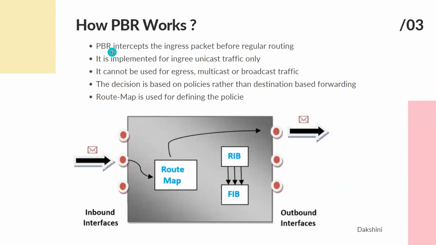Policy-based routing intercepts the ingress packet before regular routing. So whenever a router receives any packet through the ingress, through the inbound interface, it basically goes to the control plane and checks the RIB. Okay, so here, by creating the policy, we are changing this default behavior and asking the router, instead of going to the RIB, check the policy.